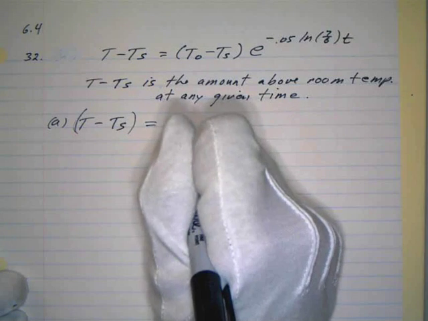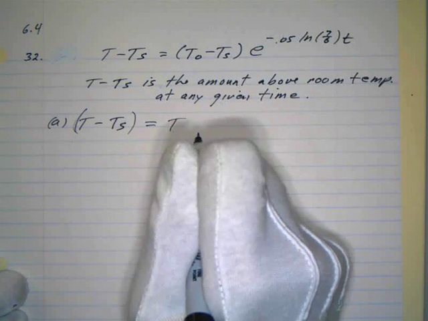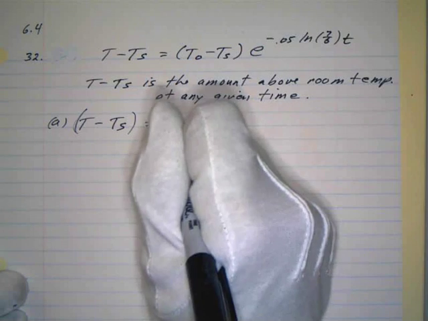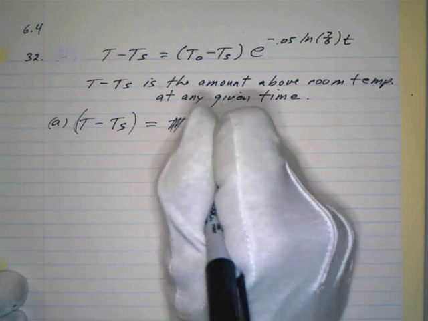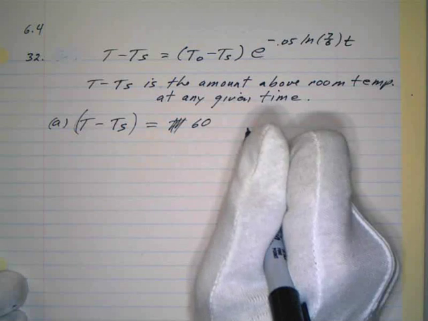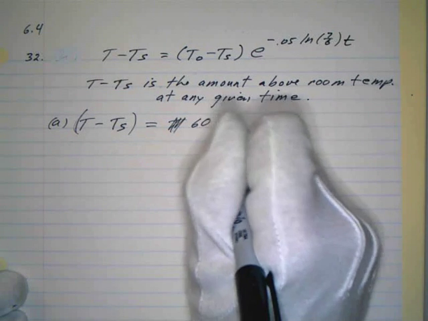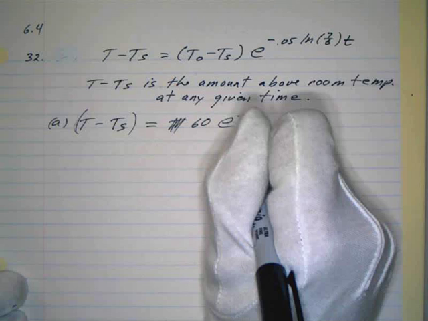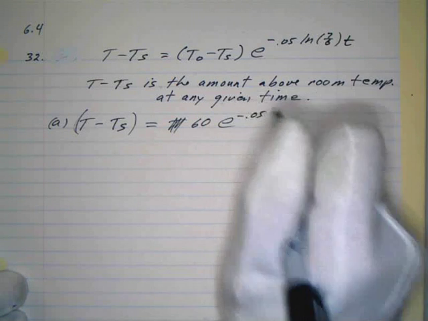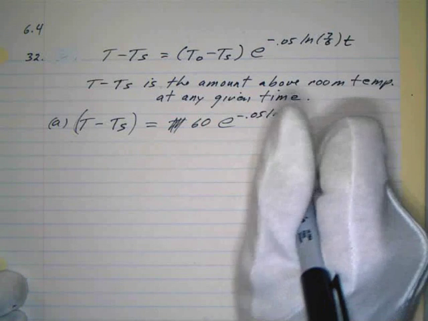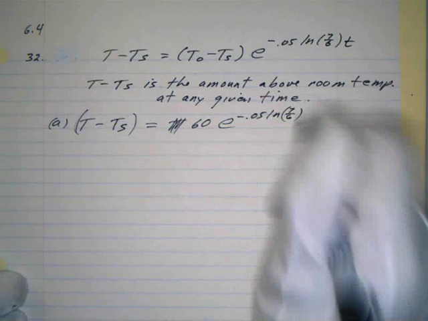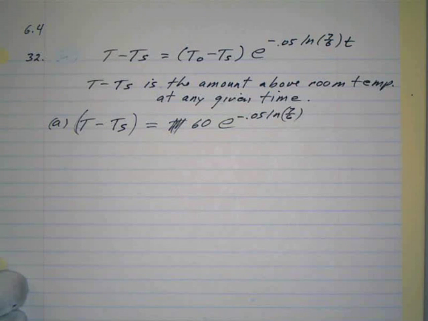that we're looking for, and that equals the initial temperature, T sub 0 minus T sub S. And what was that T sub 0 minus T sub S? That was actually 60. And then times E to the negative 0.05 times the natural log of 7 over 6. And then my time is what? 15 minutes.